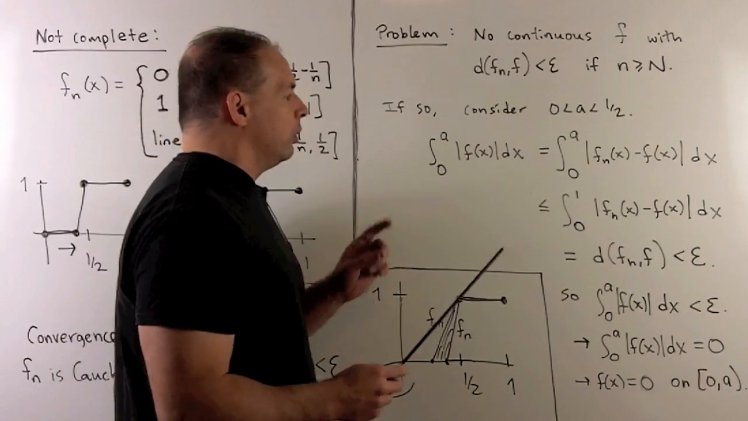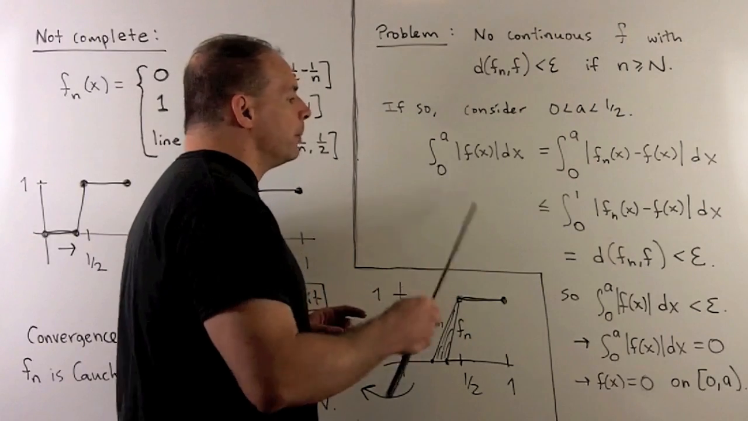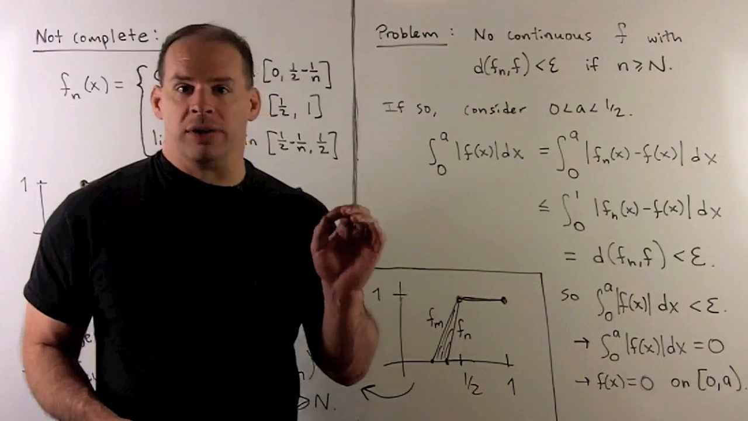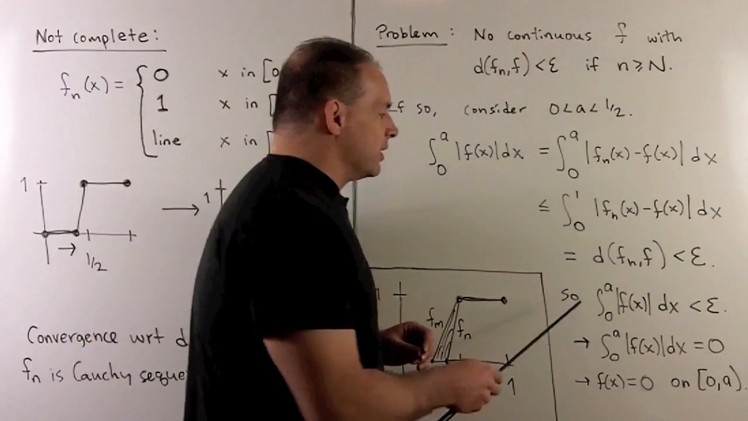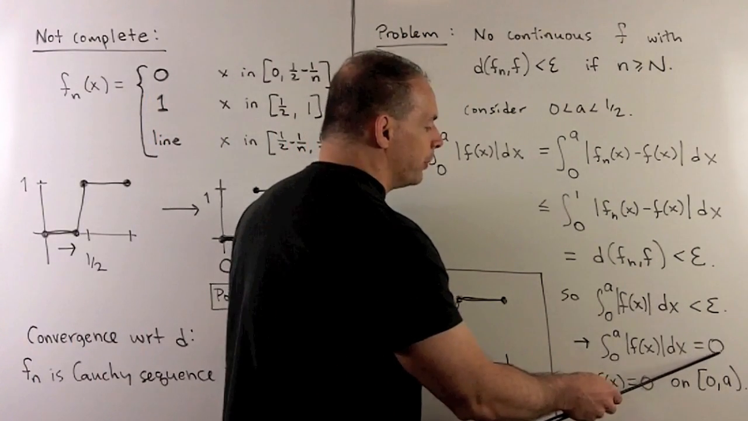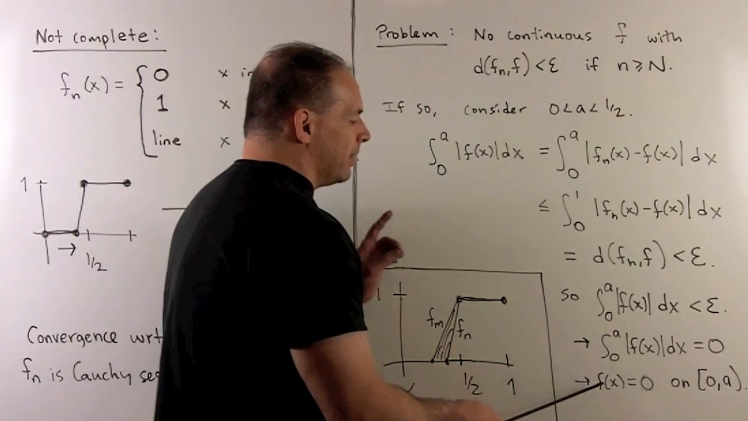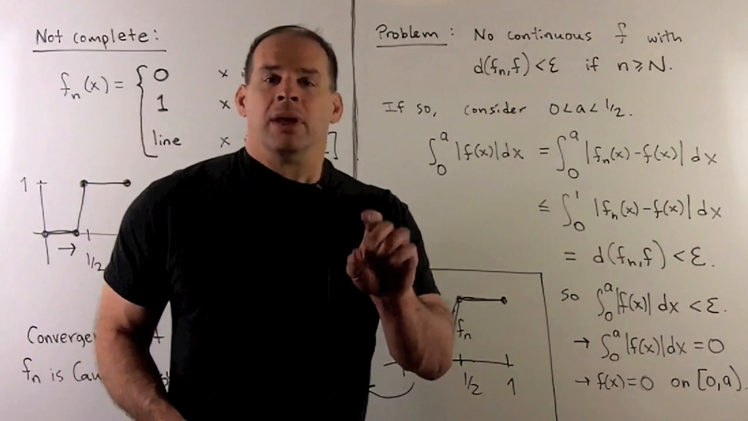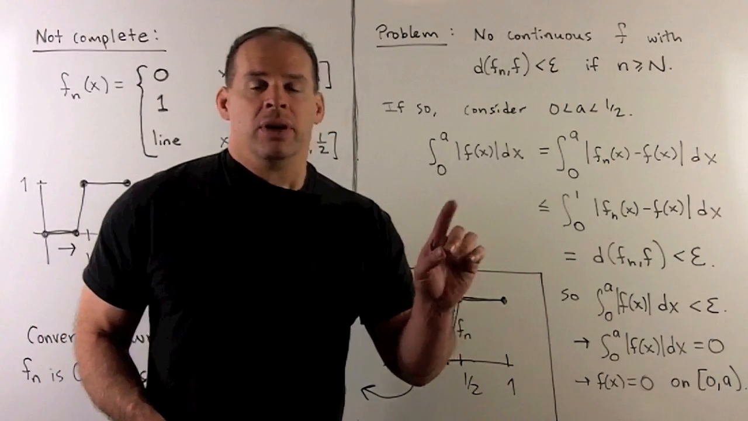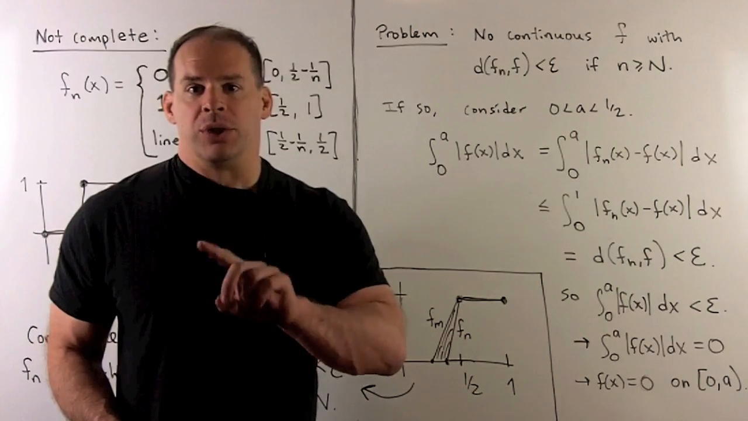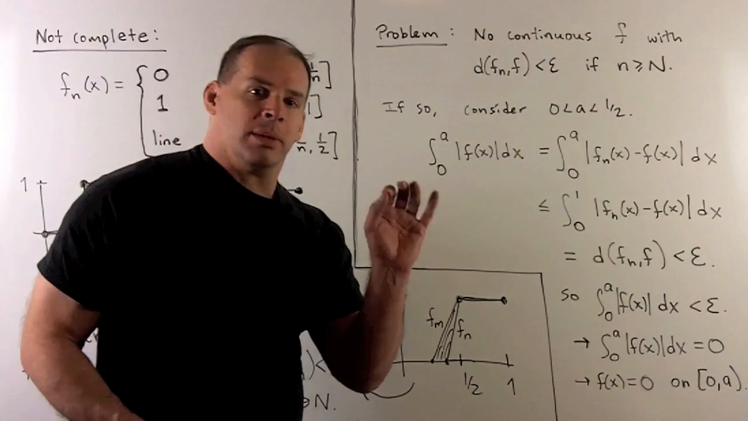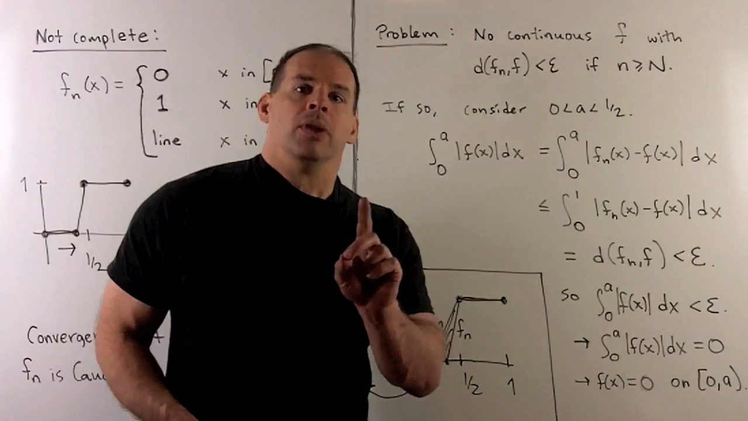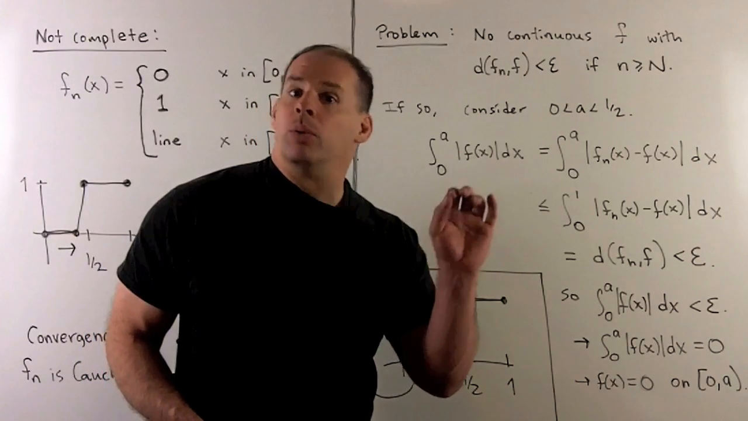Note there's no n in this expression here. So we have this integral less than epsilon for all epsilon greater than 0. That means that this integral is equal to 0. Because a is arbitrary, our function is going to be equal to 0 on the interval from 0 to a, where a is arbitrary and less than a half. So we get our function equal to 0 on the interval from 0 to a half. A similar argument gives our function equal to 1 on the other interval. So the only thing we don't know is what's happening at the point 1/2.